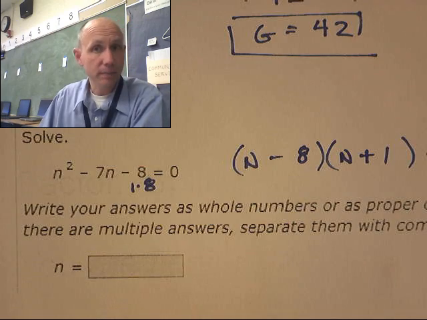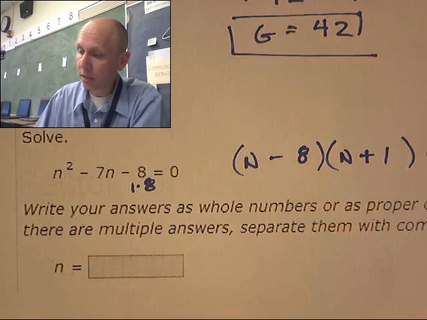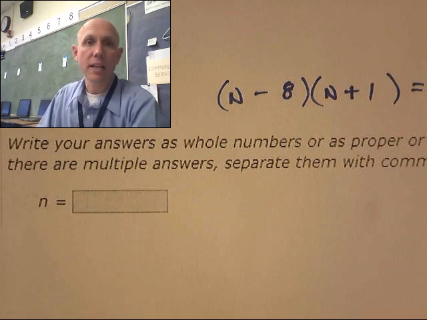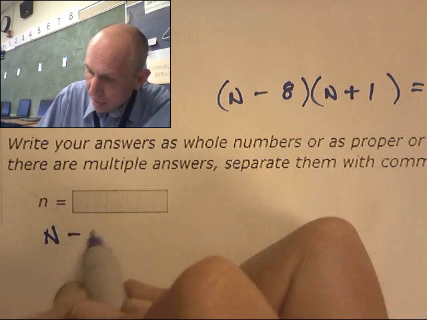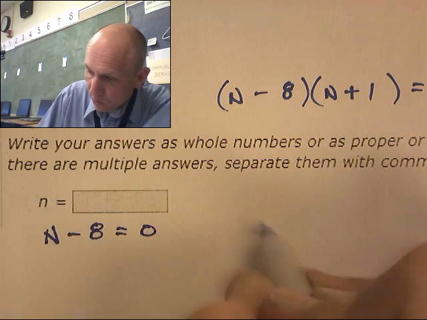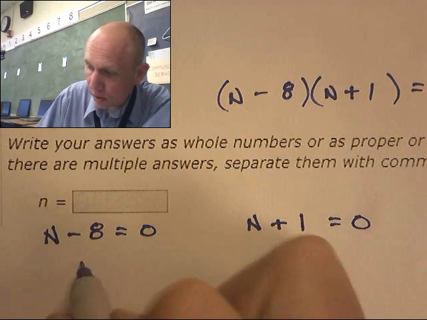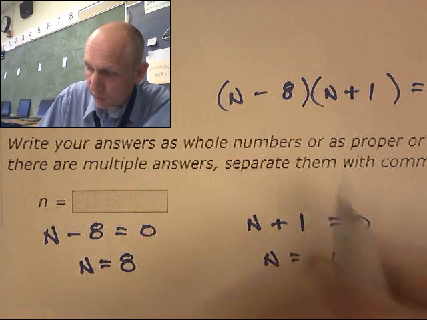I factored it. I'm checking it. n squared, negative 8n, n, negative 8. It works. I factored it. I checked it. Now let's take it and go mini equations. n minus 8 equals 0. n plus 1 equals 0. n equals 8. n equals negative 1.